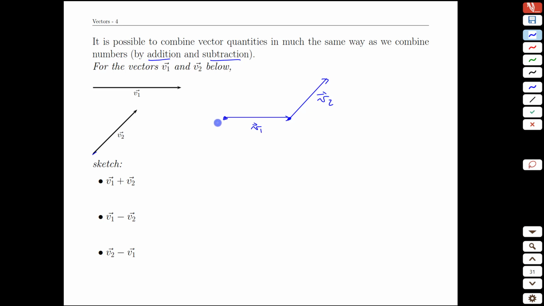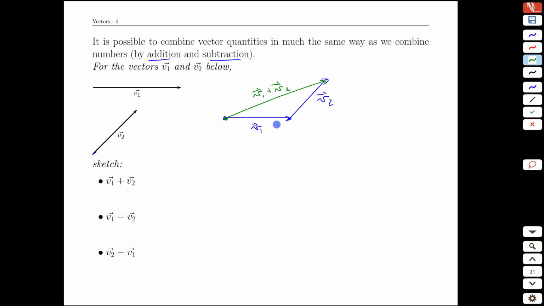we get a sequence of vectors put head to tail, and the total is the quantity we get from the very, very start through all the chains. Here there's only 2 elements, but there could be more. Through all the chains to get v1 plus v2.